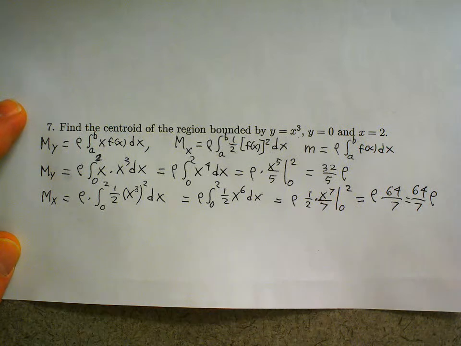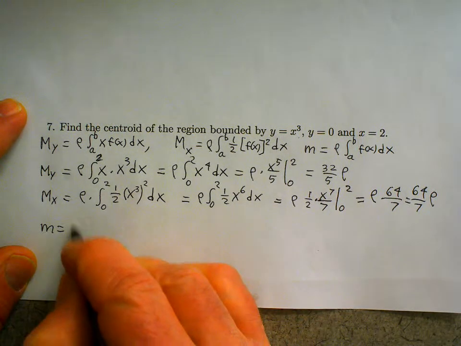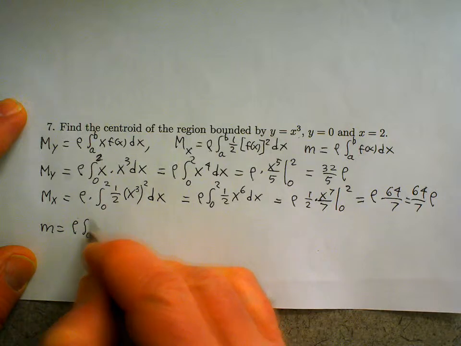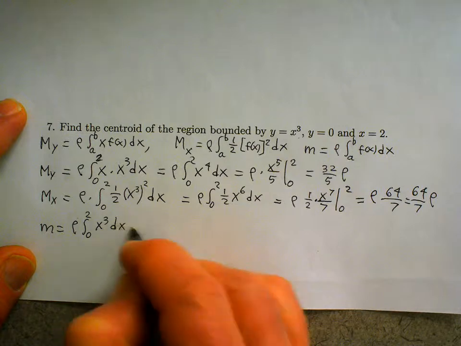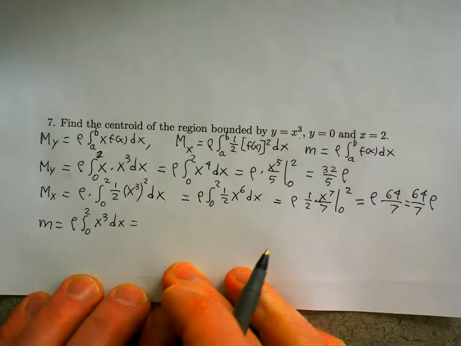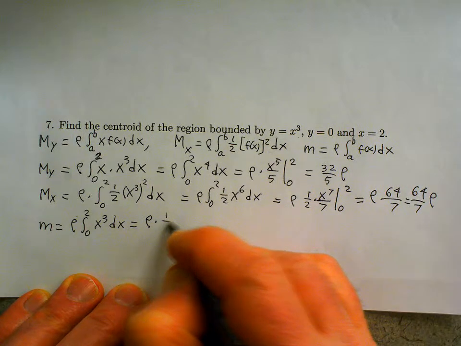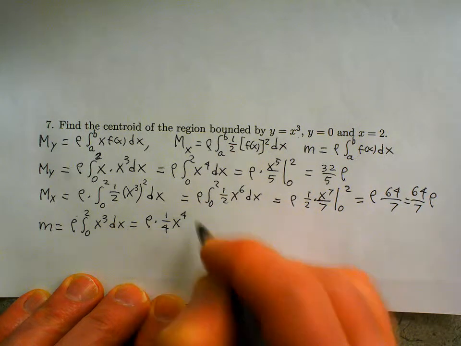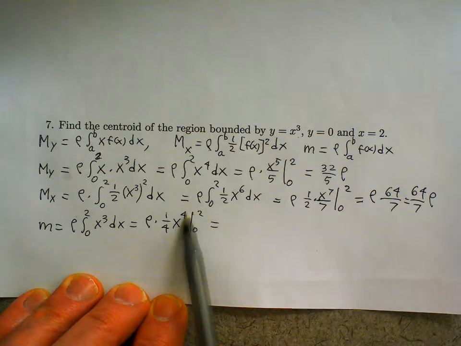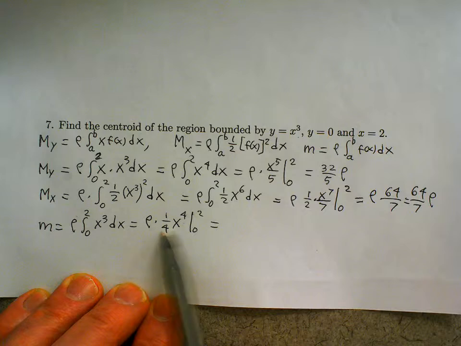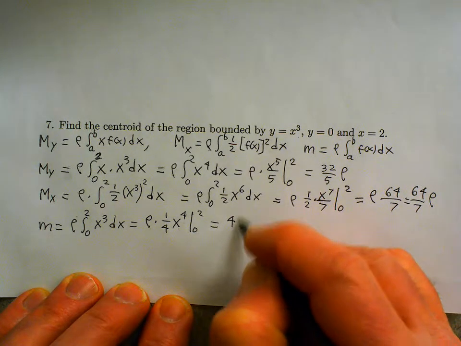And then finally the mass is rho times the definite integral from 0 to 2 of the function x to the third dx. So we get rho times 1/4 times x to the fourth from 0 to 2. 2 to the fourth is 16. 1/4 of 16 is 4. So this simplifies to 4 times rho.